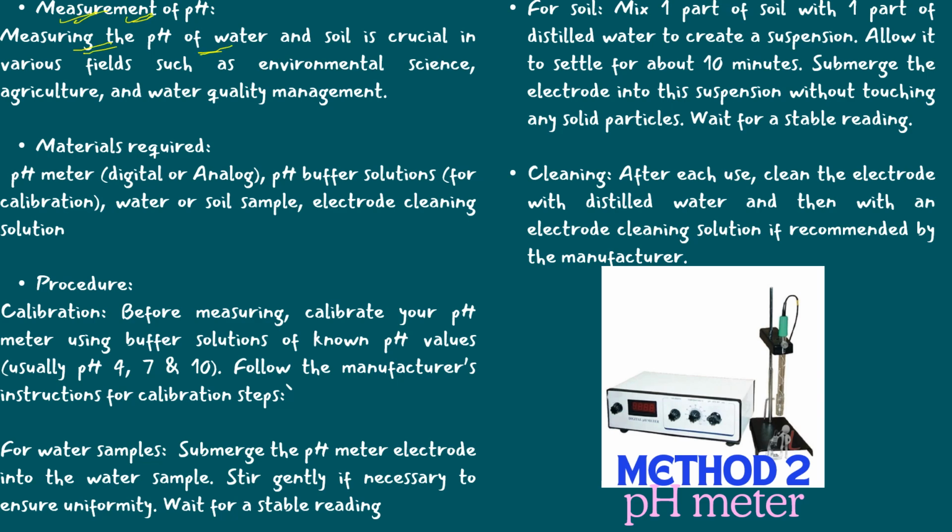Measuring the pH of water and soil is crucial in various fields such as environmental science, agriculture, and water quality management. This is method 2. Here we have a pH meter, digital or analog, where pH buffer solutions are used for calibration.